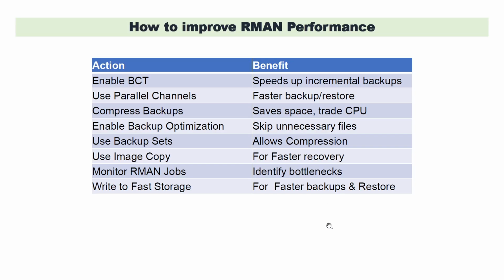Now, let's understand a question: how to improve RMAN performance. RMAN performance can be improved in various ways. Enable block change tracking. If you enable block change tracking, it will speed up the incremental backups. Use parallel channels for faster backup and restore. Compressed backups save space. However, the trade-off is CPU, because the backup has to be compressed. Enable backup optimization, which will skip unnecessary files. Use backup sets, which will allow you to compress the backup. Use image copy for faster recovery.